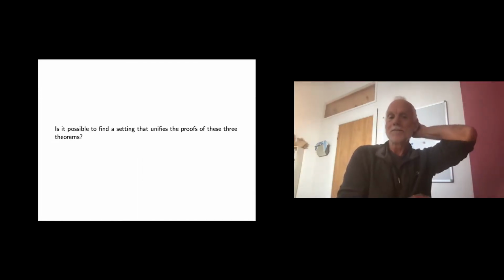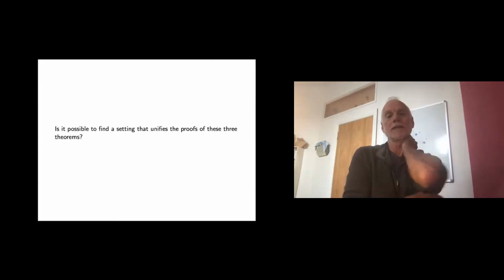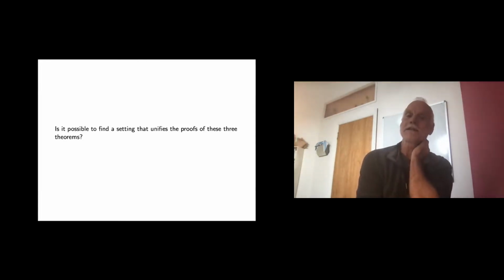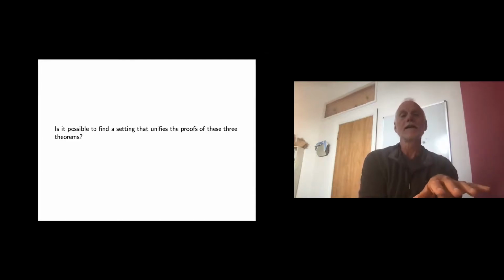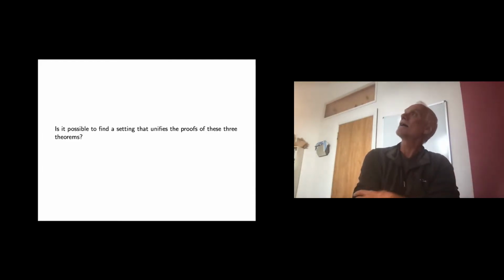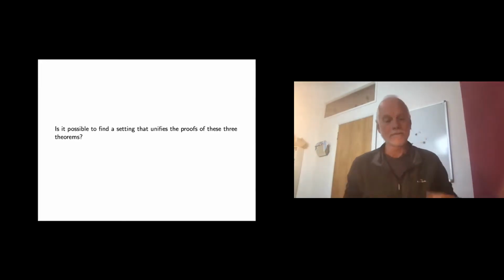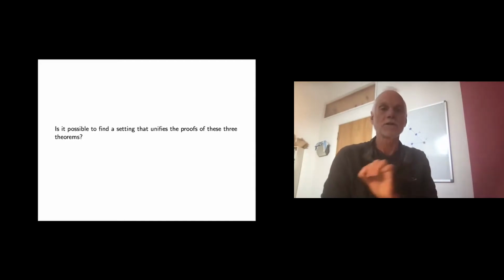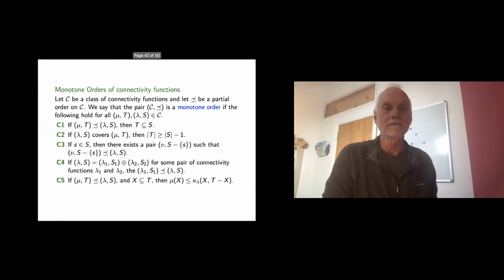So the question is, is it possible to find a setting that unifies the proofs of these three theorems? Rather than independently go and play the same game in different settings, is there a general theorem for connectivity functions that finds a unified setting, in which case I'd say, okay, I've got my favorite class of objects with my favorite notion of substructure, and I want to bound the size of minimal obstacles. Is there a general theorem for connectivity functions that just gives me necessary and sufficient conditions for what I have to do and what I have to check in my class? That was the goal, to find such a thing.